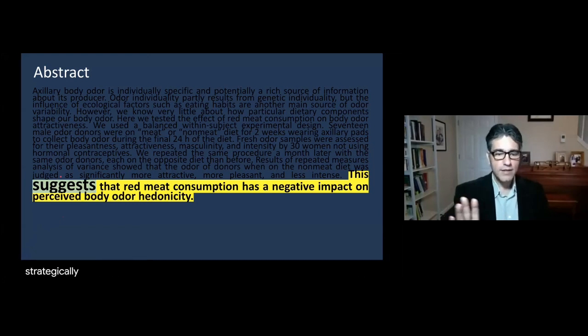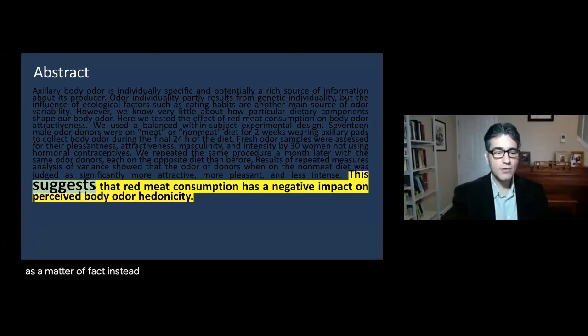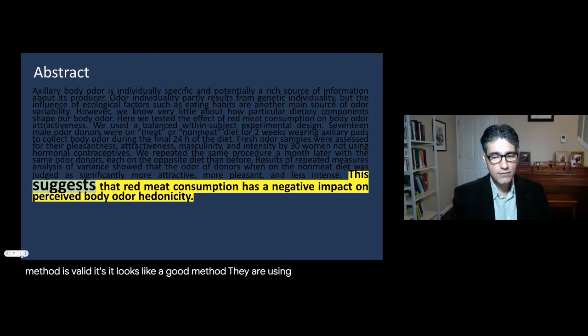strategically that when they talk about the result, they don't say that it does this as a matter of fact. Instead, they use this keyword suggest, that our study suggests that red meat consumption. They have good evidence for this. The method is valid. It looks like a good method. But even so, they are using careful wording.